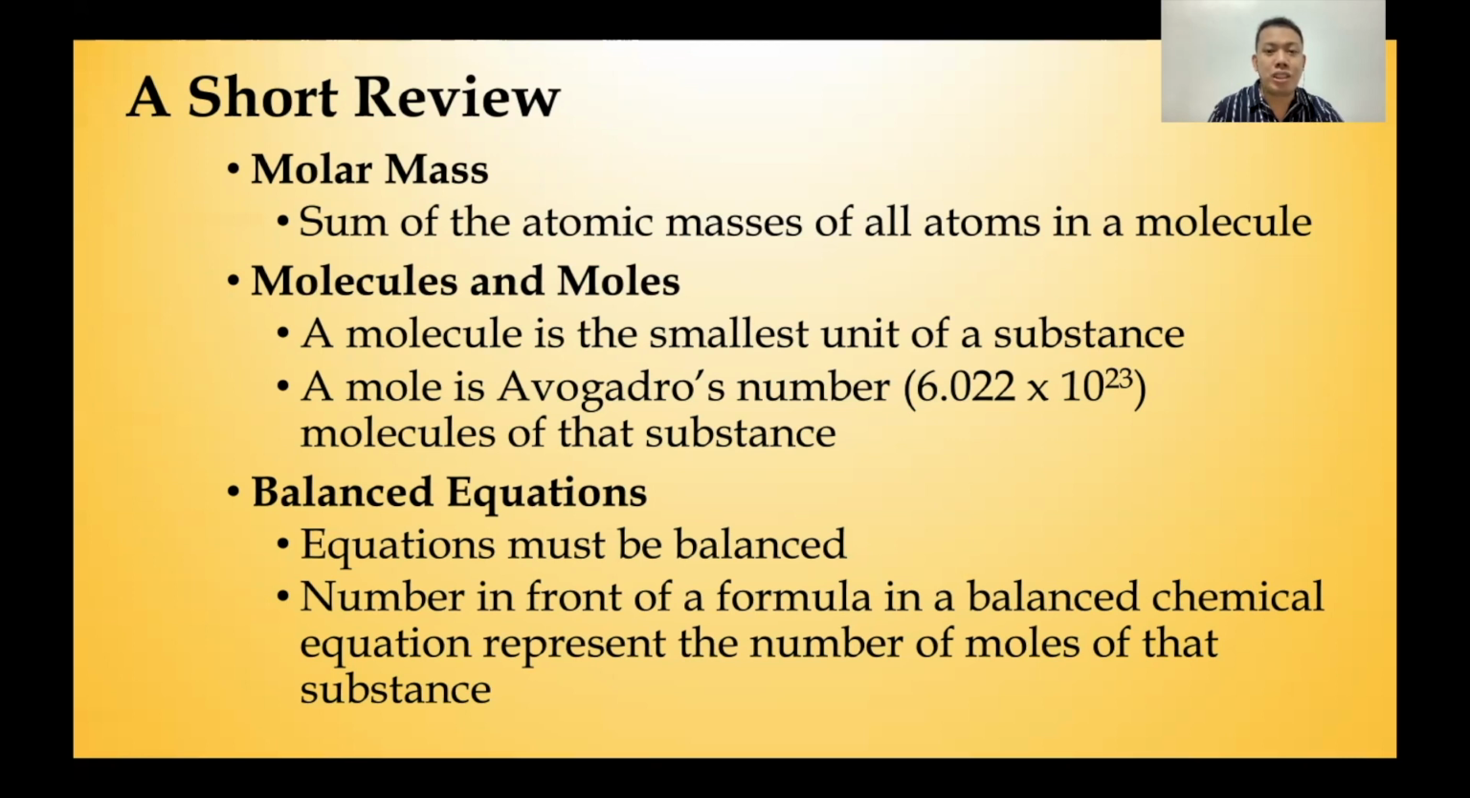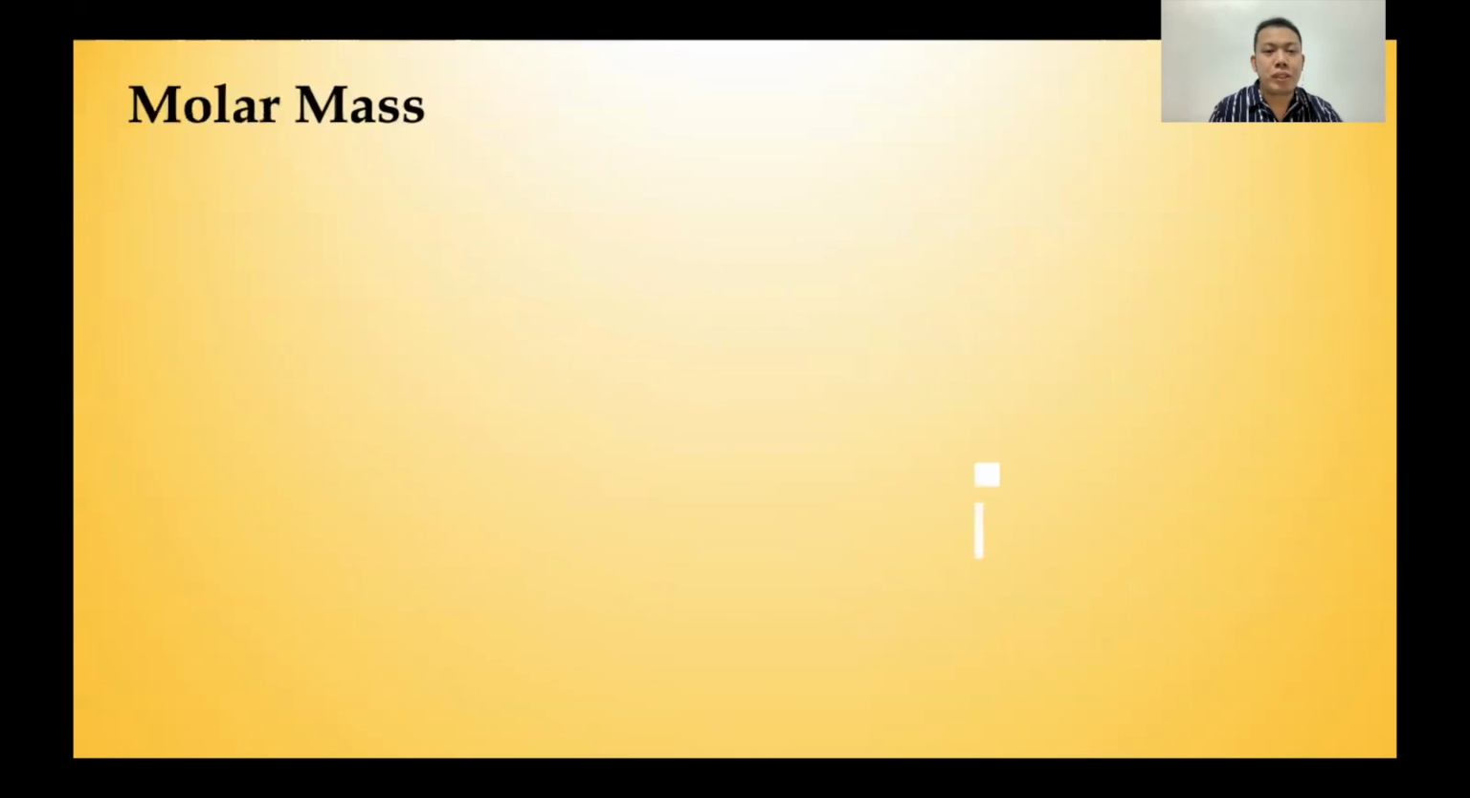Balanced equations, on the other hand, are chemical equations that must be balanced. We all know why we should balance a chemical equation. The number in front of a formula, known as the coefficient in a balanced chemical equation, represents the number of moles of that substance. Later on, we will give some examples of balanced equations, and then we will identify the number of moles. So let us proceed to the molar mass.